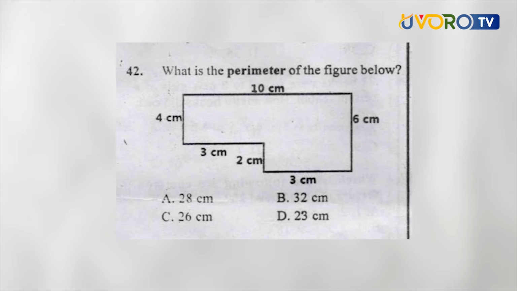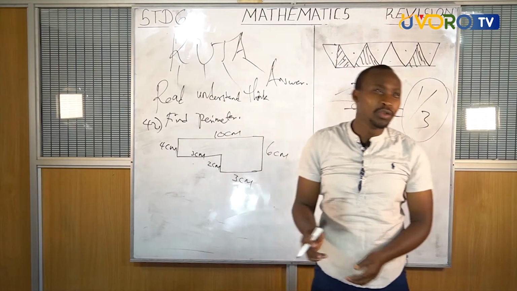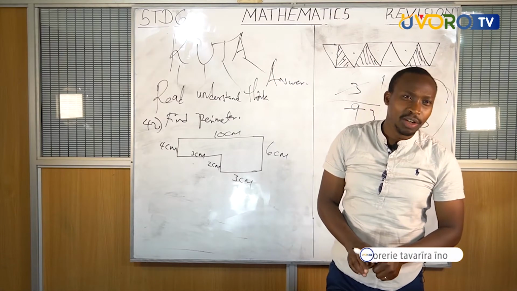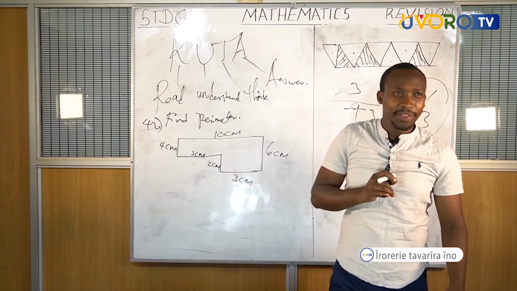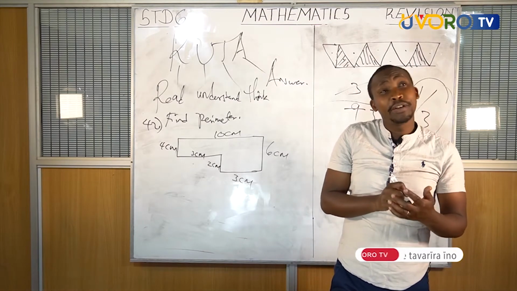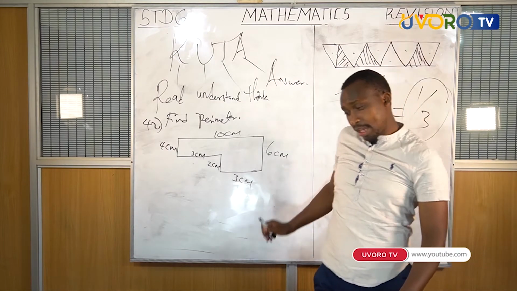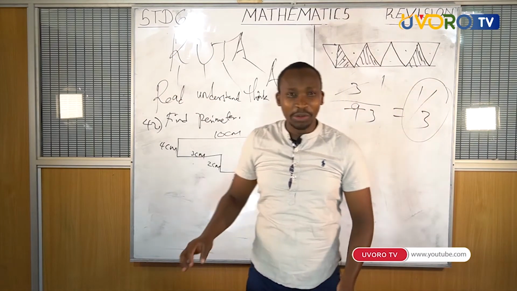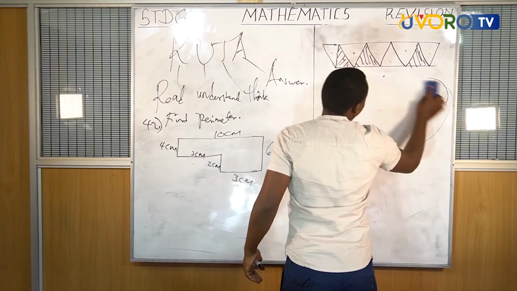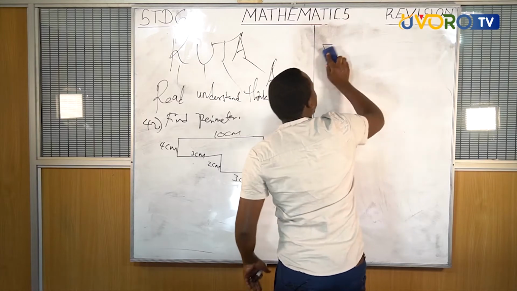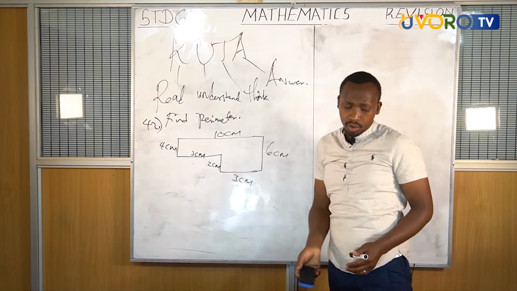Class 6, this sum is for baby class. They know to count with the sticks. 1, 2, 3, 4, 5. They can tell you that way. But for a class 6 pupil failing this sum, I don't know what to say. Now, as you can see, perimeter is distance all the way round.